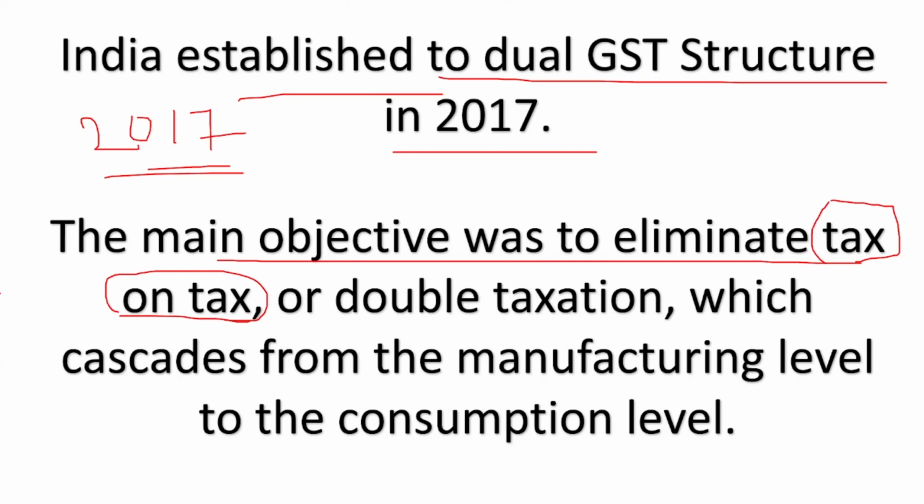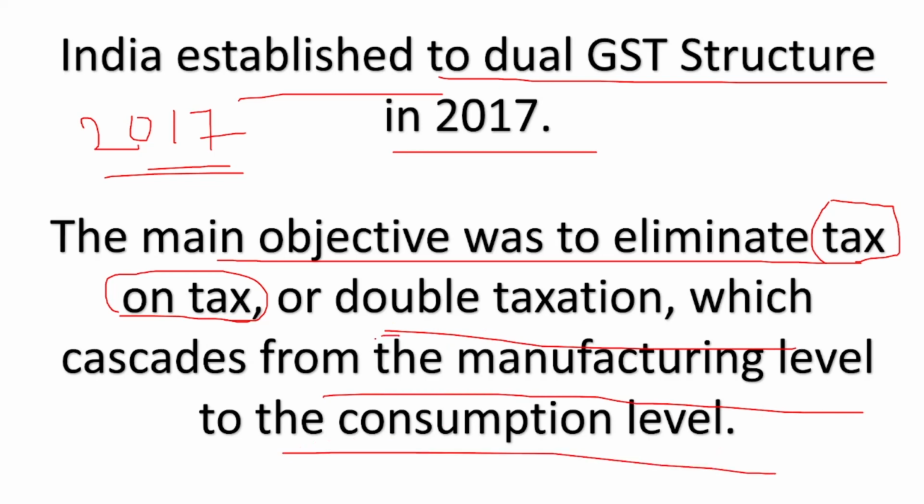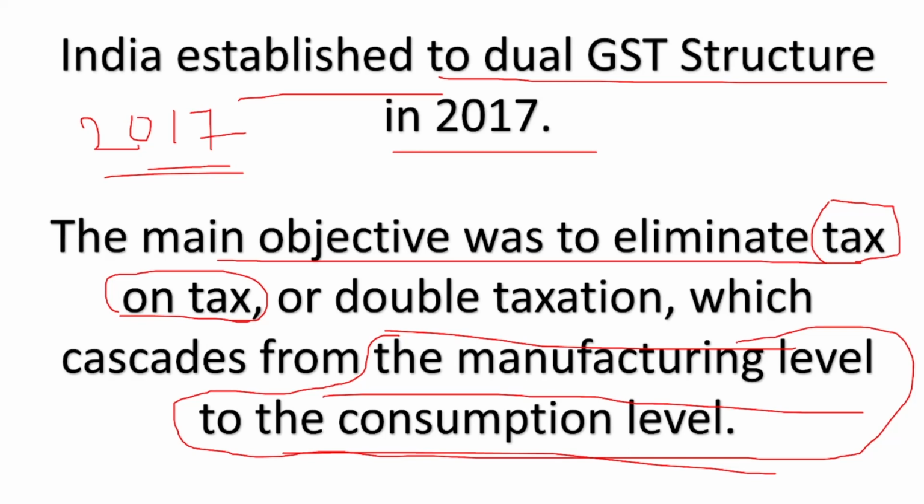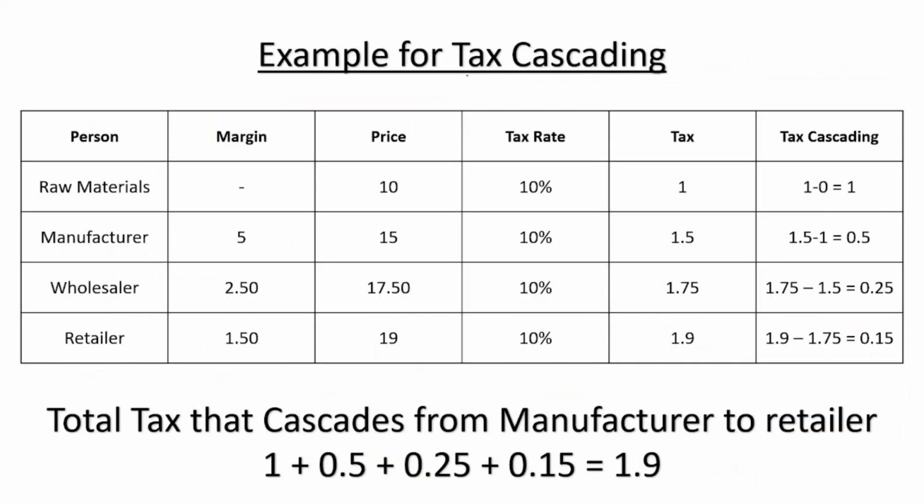Or we can even call it double taxation, which cascades from the manufacture level to the consumption level. So from the manufacture level to the consumption level, you were paying taxes at multiple levels. It was getting repeated, meaning it was getting cascaded. So to avoid this cascading of taxes, GST came into effect. Now let us see an example of tax cascading.